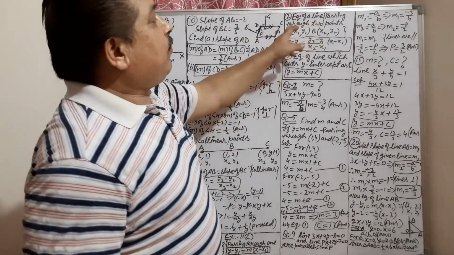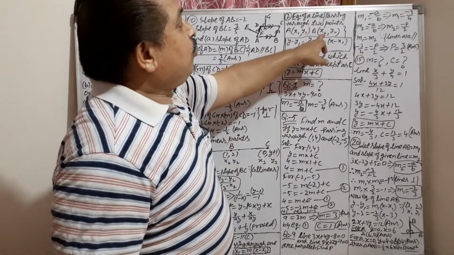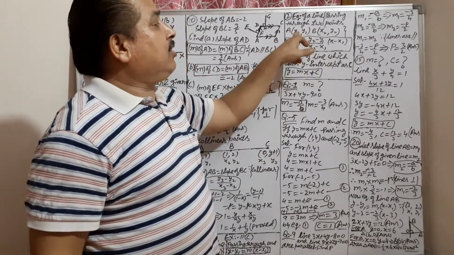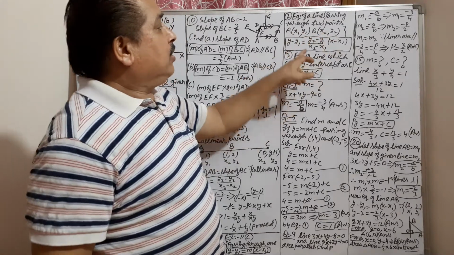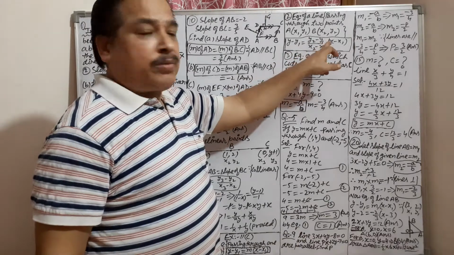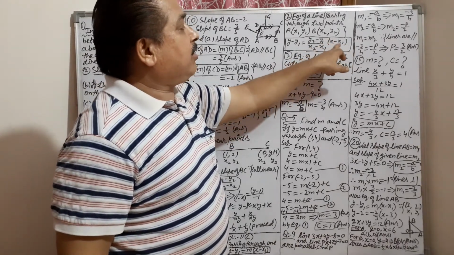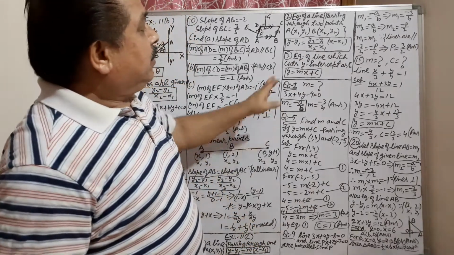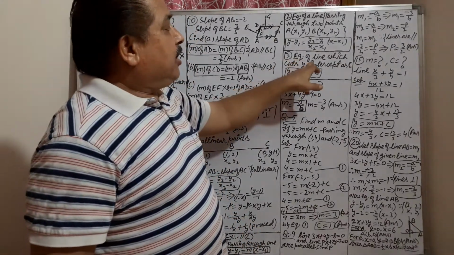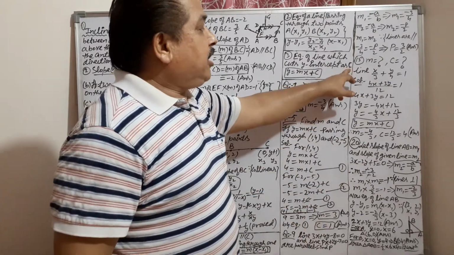Now the second formula: if a line is passing through two points, with coordinates x1 y1 and x2 y2, then the equation of the line will be this: y minus y1 is equal to y2 minus y1 upon x2 minus x1, multiplied by x minus x1. See here. Now see the third equation of a line, which cuts the y-intercept as c.